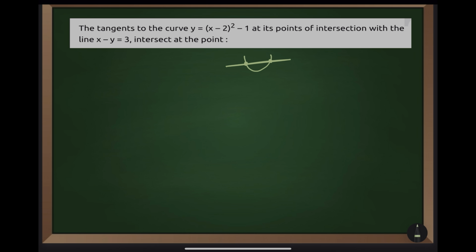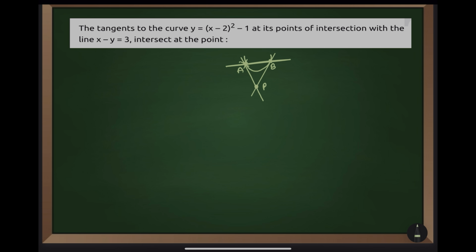So they are talking about tangents at the point of intersection. Suppose you drop down a tangent at this point A, and a tangent at this point B. They intersect at a point, so you have to find this point P where the tangents will intersect.